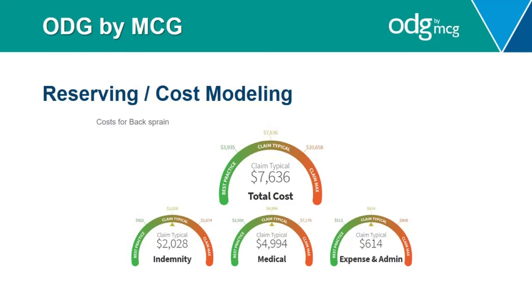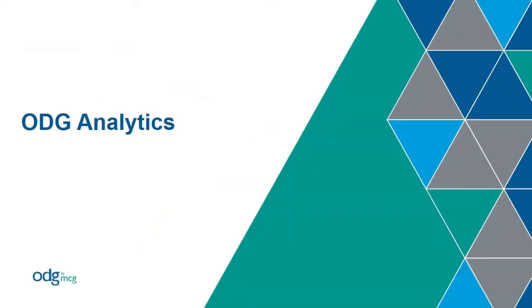ODG includes claims cost projections. This projects the overall claims cost, which is a sum of the indemnity, medical, and expense and administrative costs. Next, let's take a look at how these tools can be used for benchmarking and analytics reporting purposes to provide organizational insights.